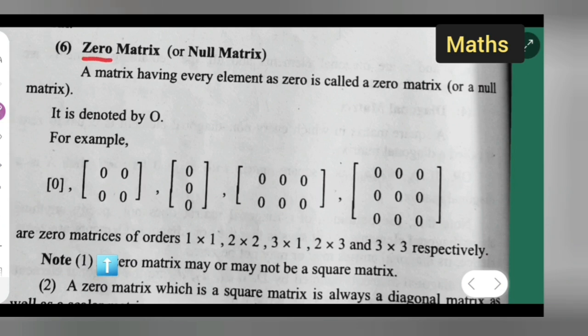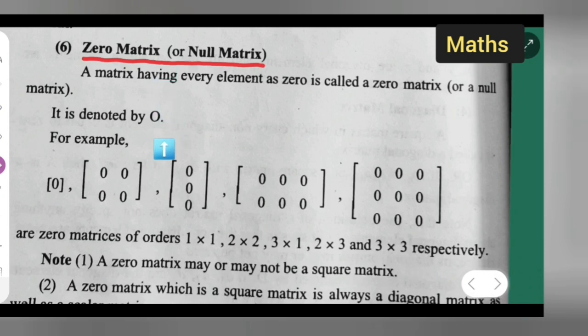So this is a 0 matrix or null matrix. You can call this a 0 matrix or null matrix. Sixth one it is. So write the statement or definition. You can say a matrix having every element as 0 is called a 0 matrix or a null matrix. It is denoted by 0. A 0 matrix means it will consist of 0 only.